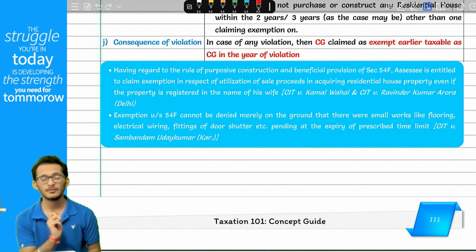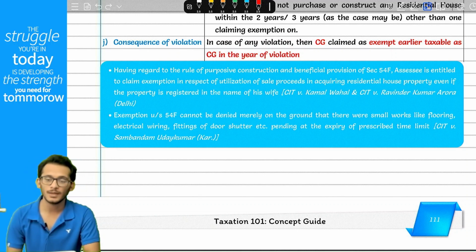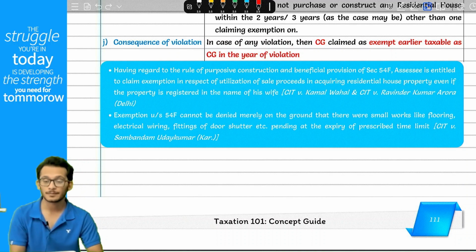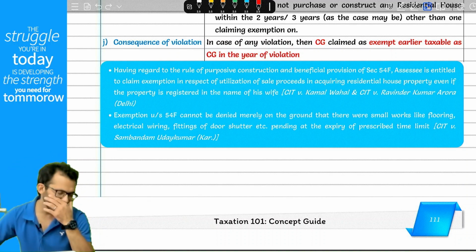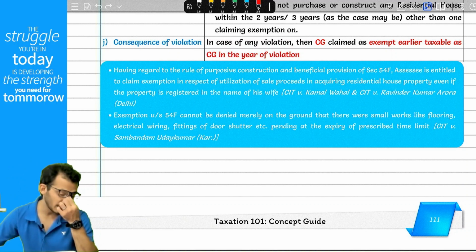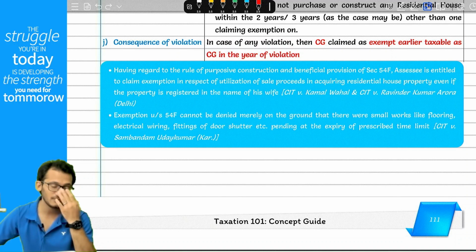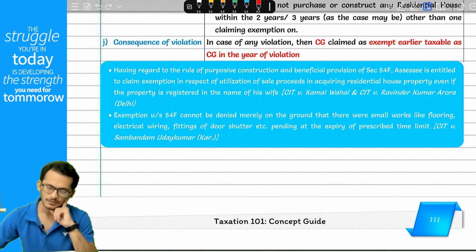The other case law is in 54EC, which says that if at all you have a depreciable asset, please understand that the resultant gain is a short-term capital gain or short-term capital loss. It does not change the fact that the asset might have been a long-term capital asset. So even though you have a resultant short-term capital gain, you can claim 54EC benefits, as long as you can prove that the asset was a long-term capital asset.